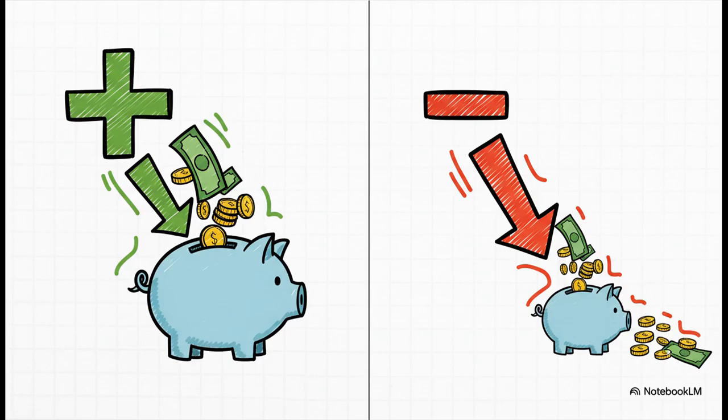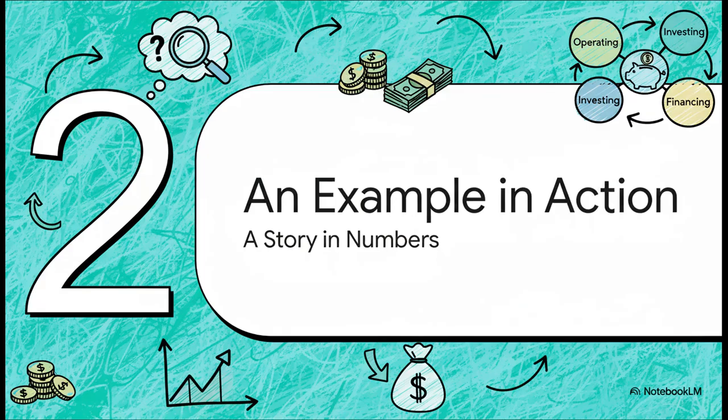If you see a negative number, or a number in parentheses, it means cash went out of the business. That's it. Keep that one rule in mind, and the whole thing becomes crystal clear. All right, enough with the theory. Let's put this into practice and see how it works in the real world.